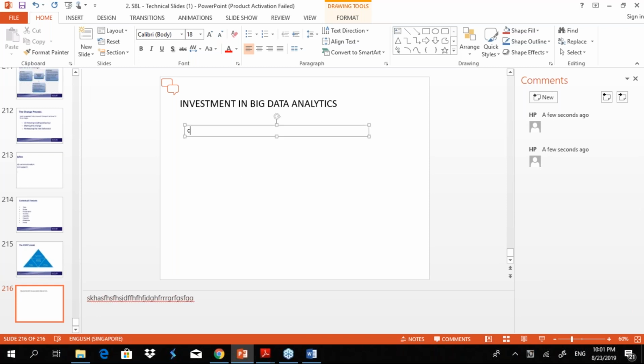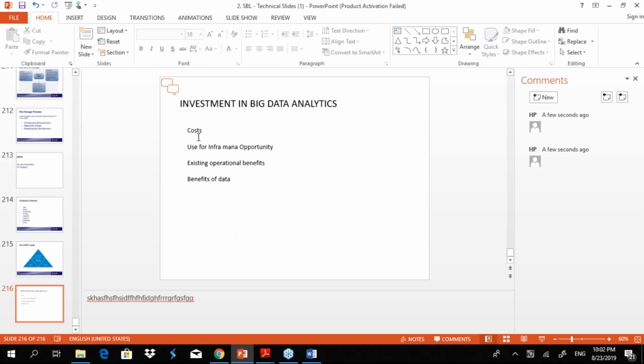So there you can say costs. That can be 1 point. Then you can say use for infrastructure management opportunity. You can say existing operational benefits and also benefits of data. So you can have 4 points there.